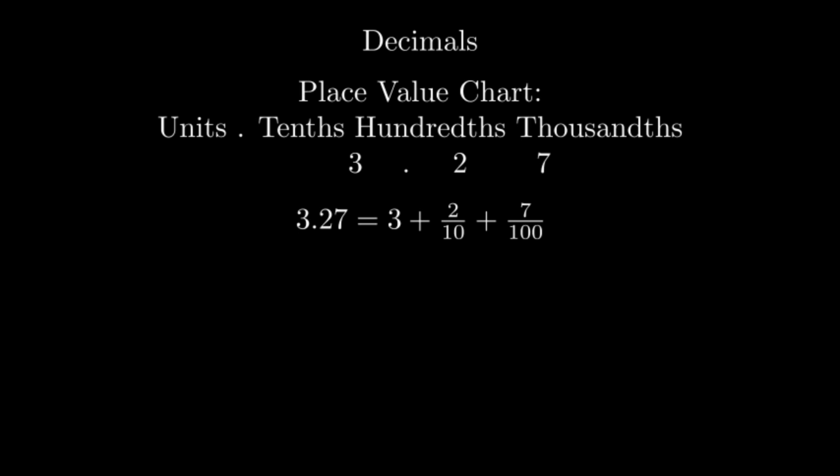We can also combine these fractional parts. For example, 2 tenths and 7 hundredths can be thought of as a single fraction. To add them, we need a common denominator. 2/10 is the same as 20 hundredths, so 20 hundredths plus 7 hundredths gives us 27 hundredths. This shows that 0.27 is equivalent to the fraction 27 over 100. Understanding this place value system is the key to connecting decimals and fractions.